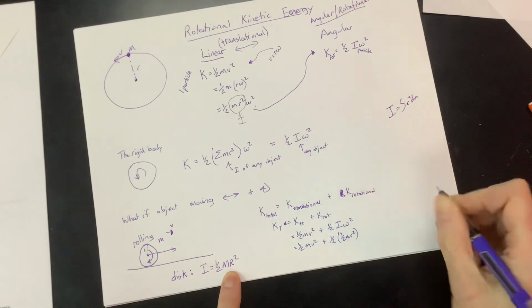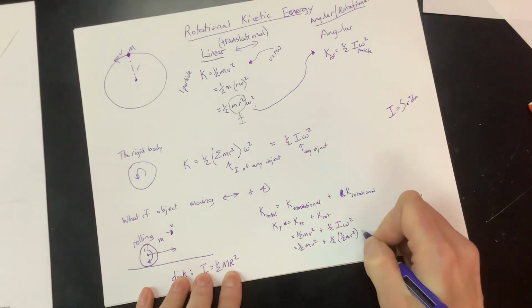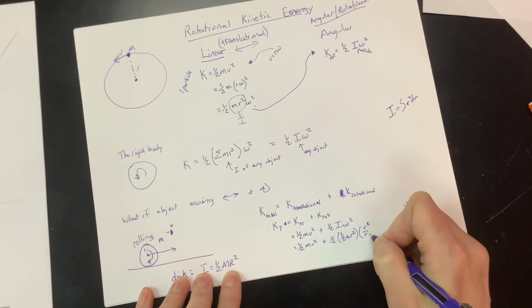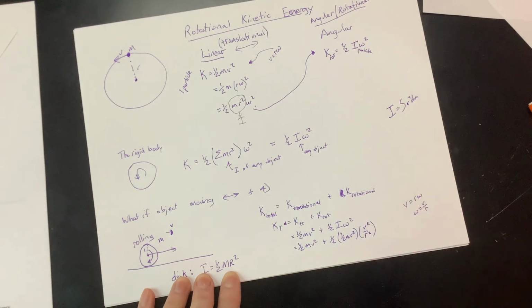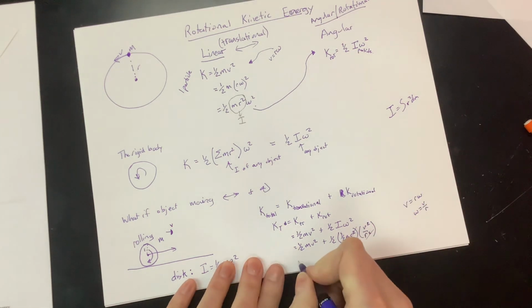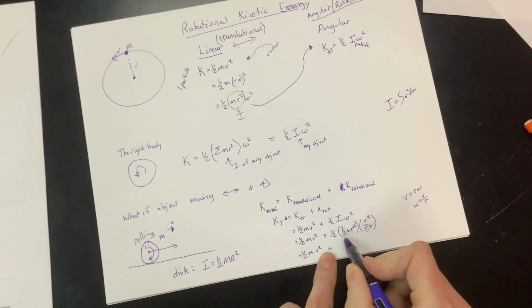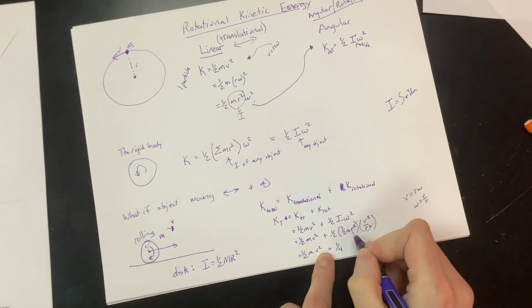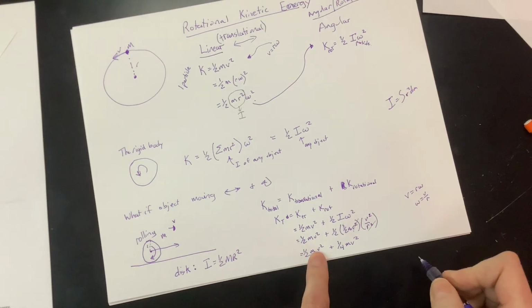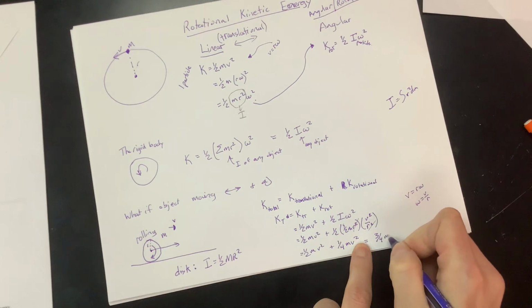Then omega. Remember v equals r omega, so omega would be v over r, yeah? So this will be v over r, but if I distribute that squared, it'll be v squared over r squared, which is really nice, because then my r squared goes away. So this is just 1/2 mv squared plus, I've got 1/2 times 1/2, which is 1/4 mv squared. 1/2 mv squared plus 1/4 mv squared is 3/4 mv squared.